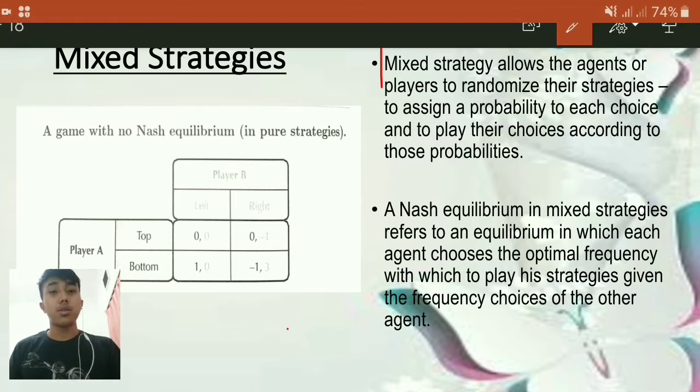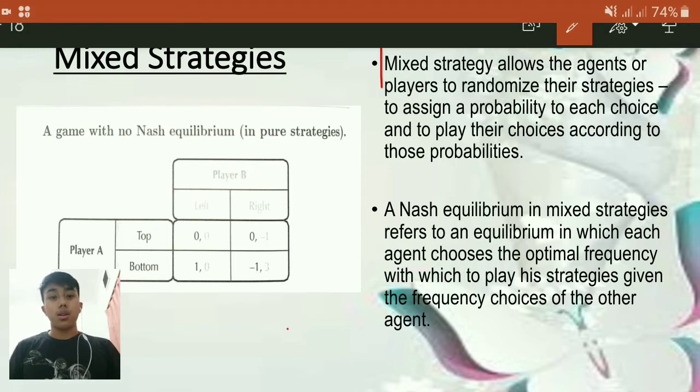As you can see on the left hand side, we have the table. It says pure strategies. Pure strategies means that each agent is making one choice of strategy and sticking to that particular strategy. But we're going to talk about mixed strategies.